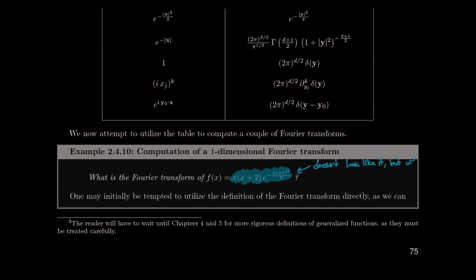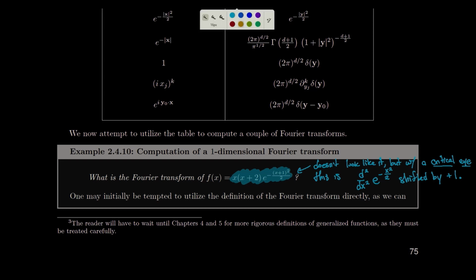It doesn't look like it, but with a critical eye, and this is really what's important about computing Fourier transforms, is this critical eye. You know, our job as mathematicians is to take a critical eye to everything. So with a critical eye, this is two derivatives of the Gaussian shifted by +1. And we know how to handle all of those operations with the Fourier transform. We know what the Fourier transform of the Gaussian is. We're going to calculate that first. We then know what two derivatives on a Fourier transform is. We're going to calculate that second. We then know what a shift by +1 is. We're going to calculate that third.